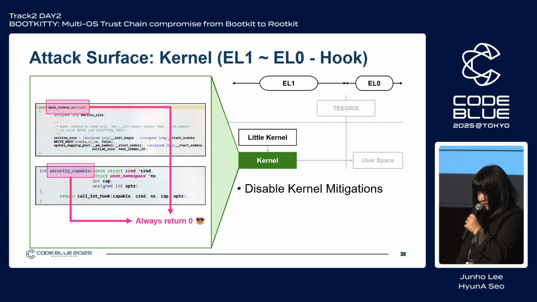We identified where the protection logic is invoked and hooked or patched the privilege check functions. Specifically, we changed functions like mark_rodata_ro and security_capable so they always return 0. In this way, the protection functions appear to be called, but the actual checks are not performed, so mitigations are disabled when the kernel runs.